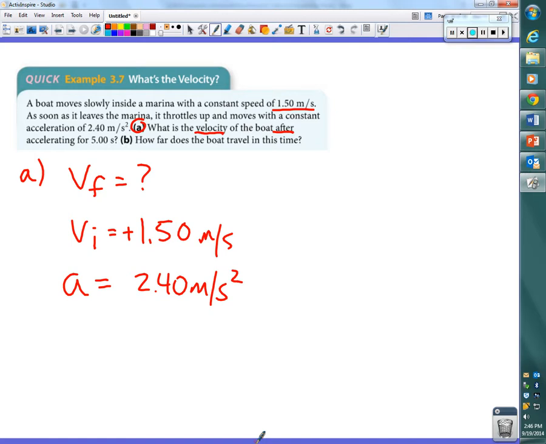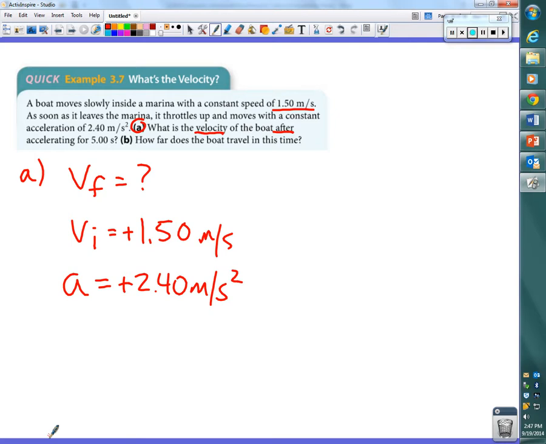Physically, if the boat is throttling up, what is that going to do to the boat? It's going to make it go faster, right? What has to be true about velocity and acceleration if something is going faster? They have to have the same sign, right? So if this is positive velocity, this also has to be positive acceleration to make the boat go faster.